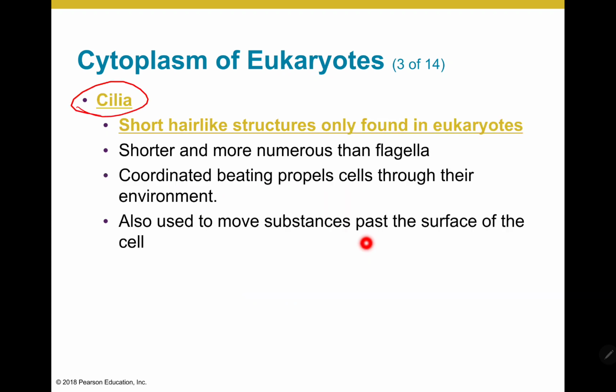Cilia, like we talked about before, are these short hair-like structures only found in eukaryotes. They're going to be shorter and more numerous than a flagella. They're going to have this coordinated beating that's going to help propel the cell through its environment. It is also used to move substances past the surface of the cell.